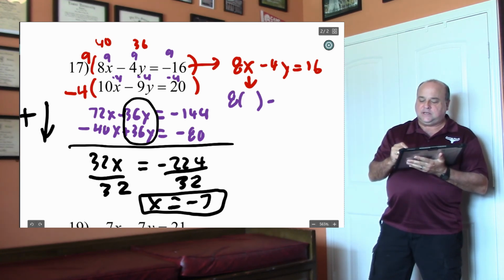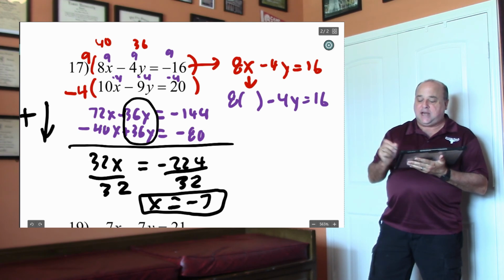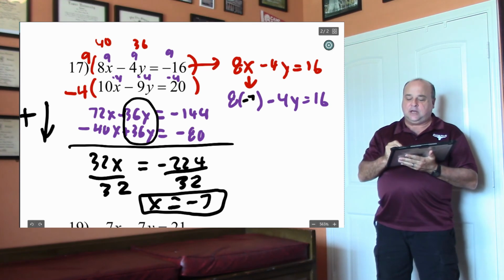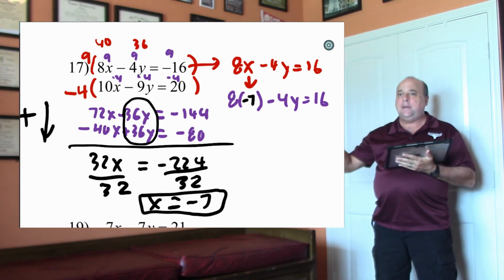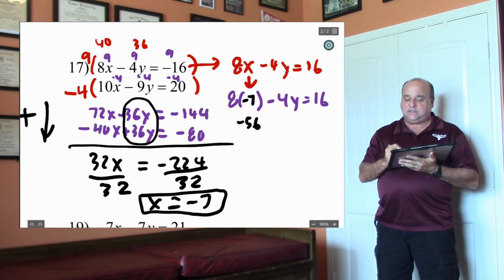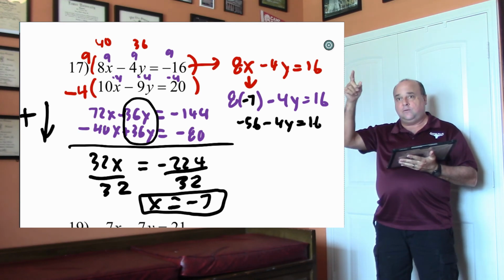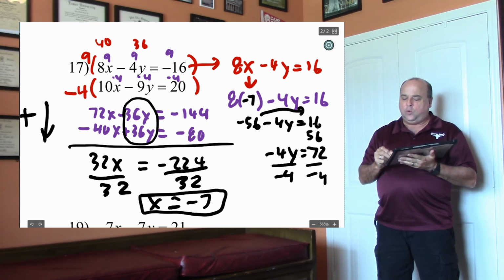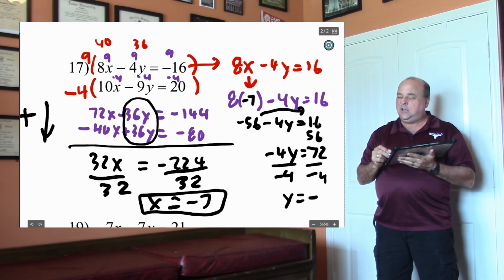So 8 parentheses minus 4y equals negative 16. And what will I put in for the x? I'm going to put the negative 7 in, aren't I? Now then, just go through and do the math. You might need to use a calculator. 8 times negative 7 is negative 56. Minus 4y equals negative 16. I'm going to move the 56 over and divide by 4. So the opposite of minus 56 is plus 56. Negative 4y equals 72. Divide by negative 4. y equals negative 18. That's a pretty big number.